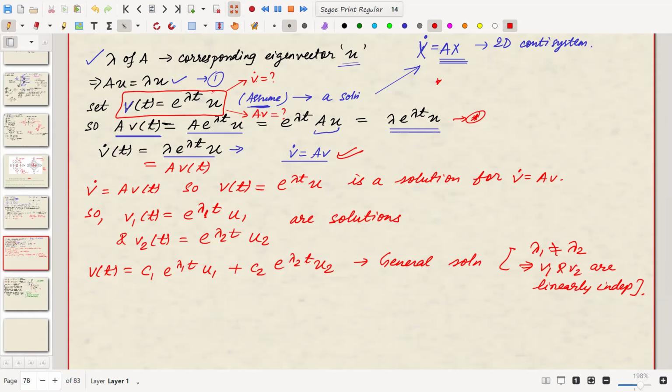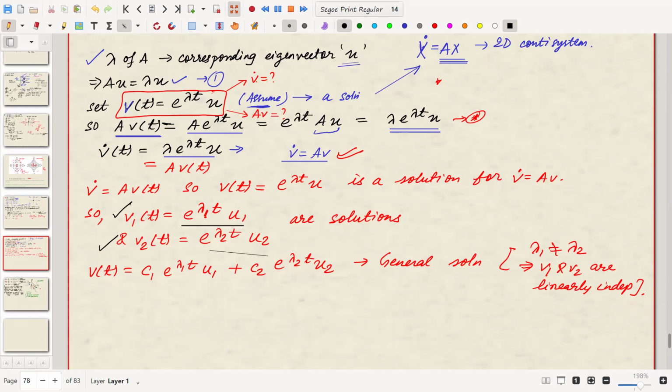So, let us get back. V of t is e to the power lambda t U. You know there are two eigenvalues, lambda 1 and lambda 2. When you took the lambda 1 eigenvalue and its corresponding eigenvector, you have this expression as V1. And similarly, corresponding to lambda 2, you have U2, V2. So these two are the solutions.